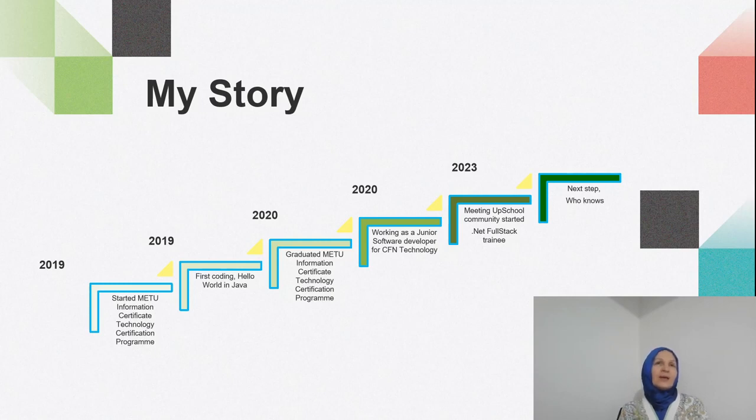It's a roadmap for me. My journey started in 2019, when I applied for a certification program at Middle East Technical University. It was a year-long program consisting of 4 semesters, as far as I remember. I graduated from there and then started to work as a junior software developer. I used to be a trainee at Upschool, but now I am graduating from that. So I don't know what the next step is.